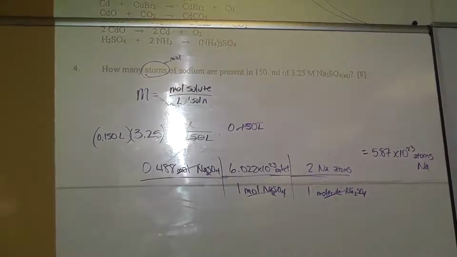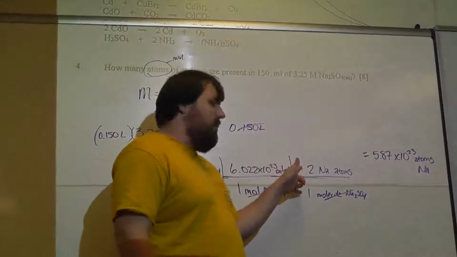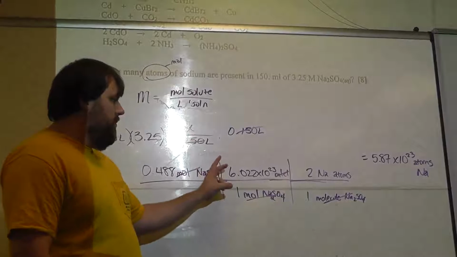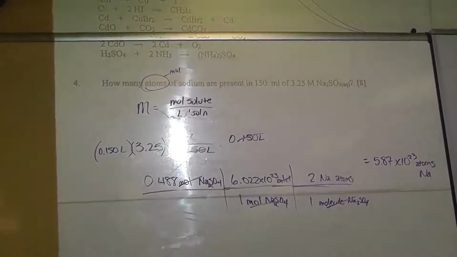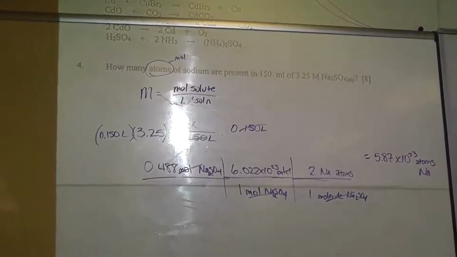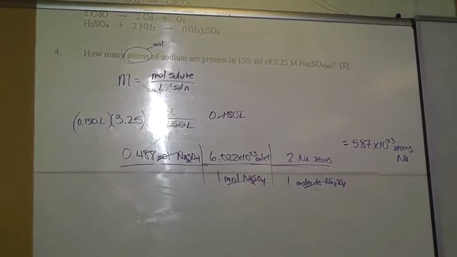The part that may have thrown you off was this last part here, this atoms. Some people just go straight to Avogadro's number and they think it's always atoms. Well, it's dependent upon what you're starting with. If you're starting with a compound, when you use Avogadro's number, it's going to get you molecules of that compound. And then you've got to break it down into exactly what you're wanting there.